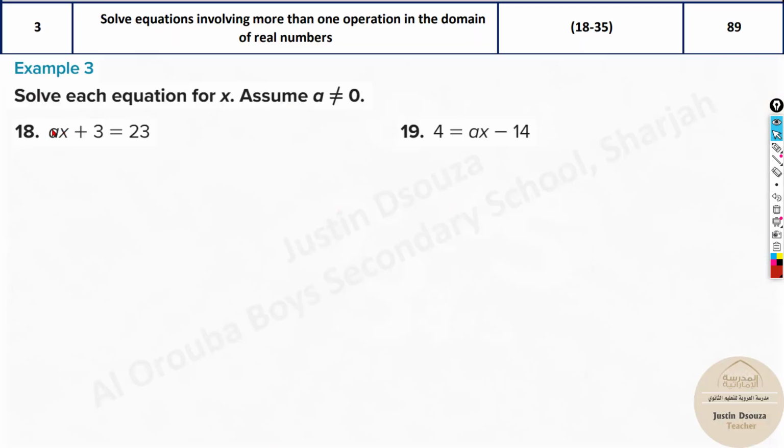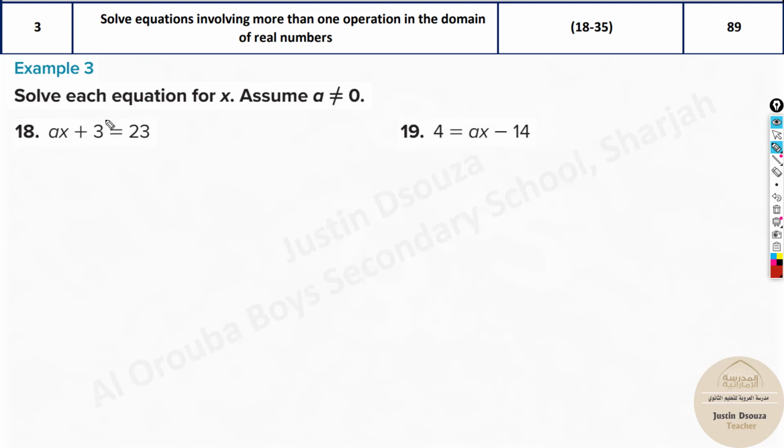Here you can see there is a, which is unknown, then x, which is also unknown, plus 3 equals 23. Solve each equation for x. We need to solve for x, and a cannot be equal to 0. If it's equal to 0, this is nullified. It doesn't make sense. Okay? So a is not equal to 0. It can be any real number other than 0, and we need to solve for x. Consider a to be just a random number. Okay, let it be like any number, but just don't solve it.